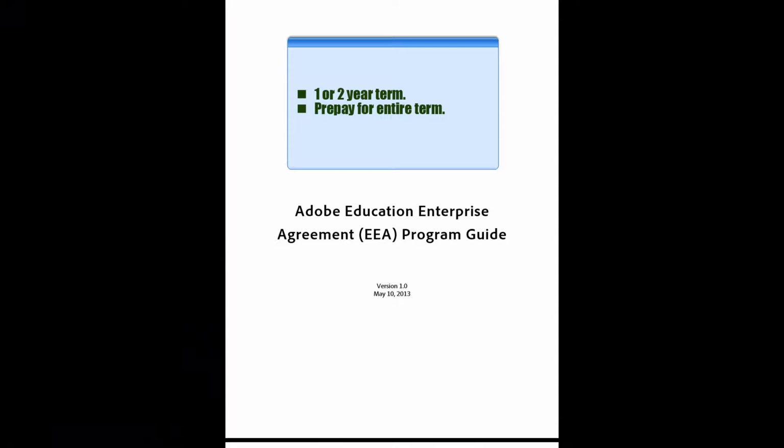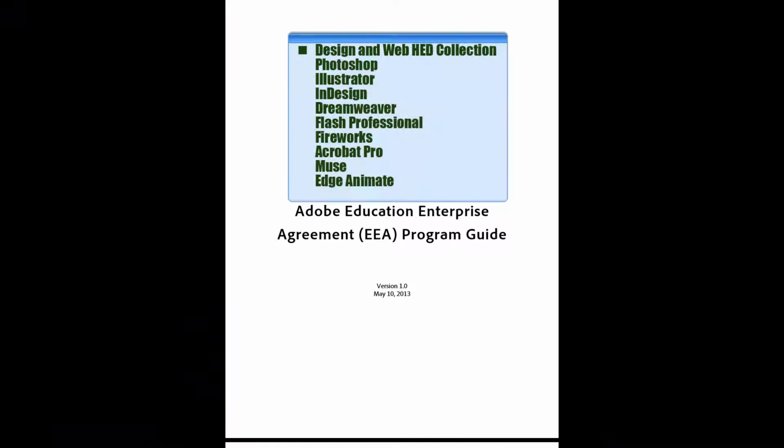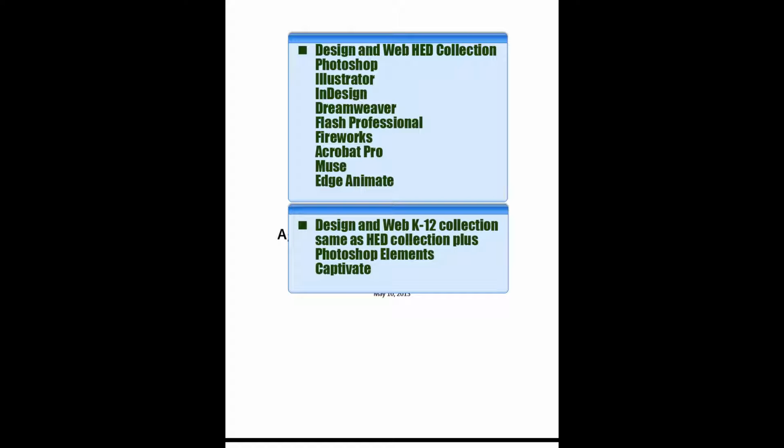Next question, of course, is what products do you get during the term? Now, this varies a little depending on whether you're a K through 12 school or a college or university. For colleges and universities, it's called a Design and Web HED collection. Comes with Photoshop, Illustrator, InDesign, Dreamweaver, Flash Professional, Fireworks, Acrobat Pro, Muse, and Edge Animate. For K through 12 schools, it's called the Design and Web K through 12 collection. Comes with everything the HED collection comes with, and they also include Photoshop Elements and Captivate with it. In order to get into the program, you have to buy one of these two packages, depending, of course, on what kind of school you are.